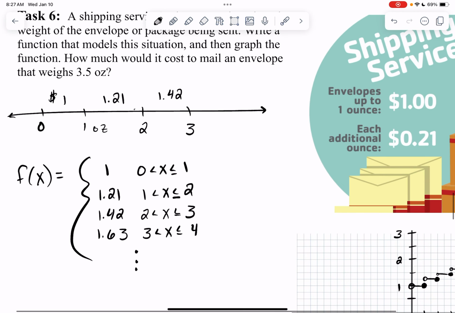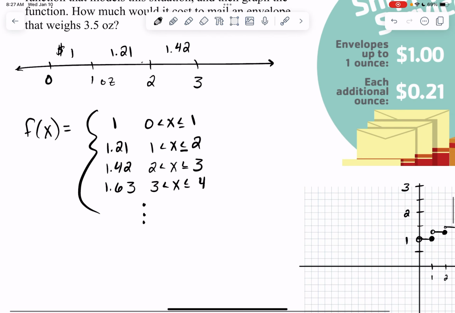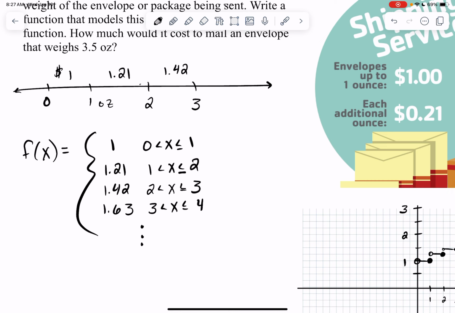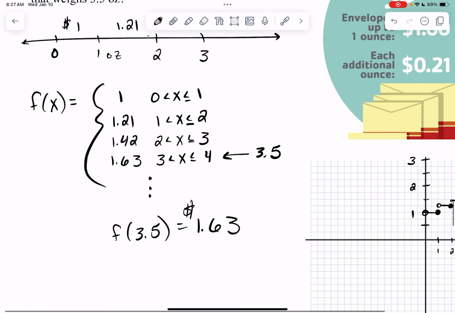Then it says how much would it cost to mail an envelope that weighs 3.5 ounces? Well, 3.5 is in between this 3 and 4 range. So it would be $1.63. So since 3.5 is in between that 3 and 4 range, f of 3.5 would be $1.63. Since it's less than 4.